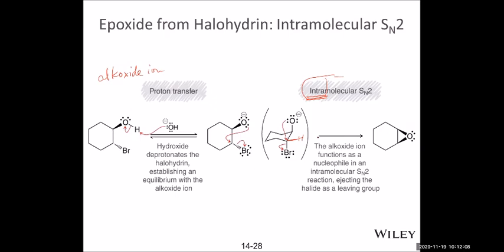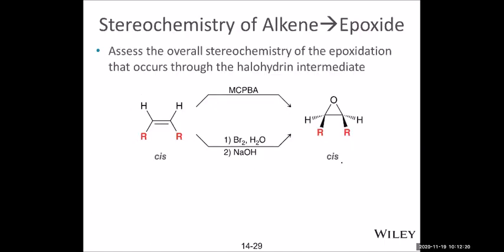The inversion occurs. The nucleophile attacks from behind the leaving group. So this is the other way to form the epoxide compound. And so we have two ways, and that's to summarize these two together.